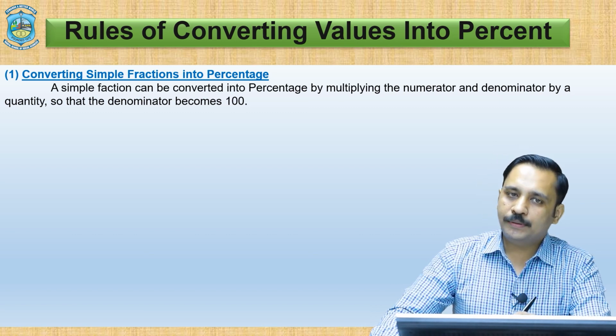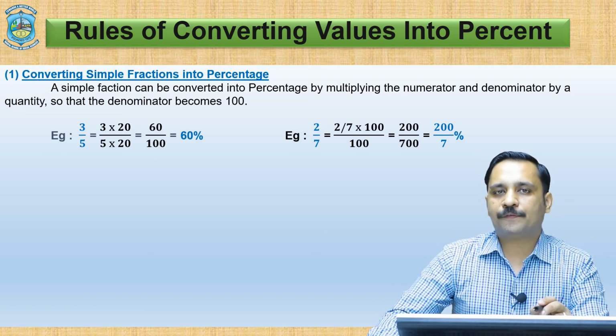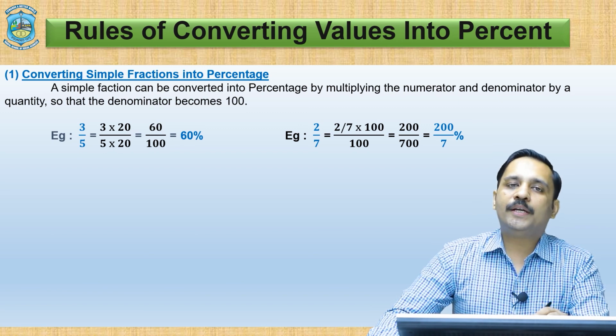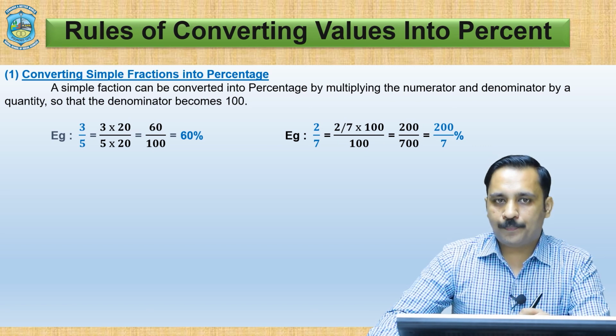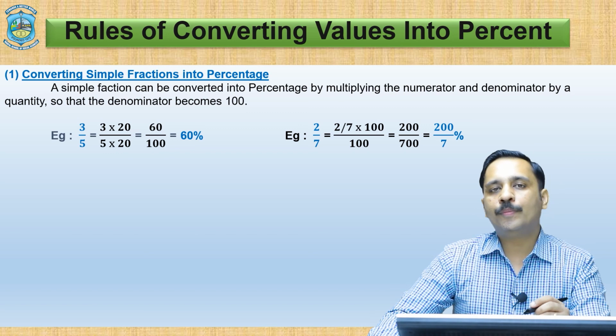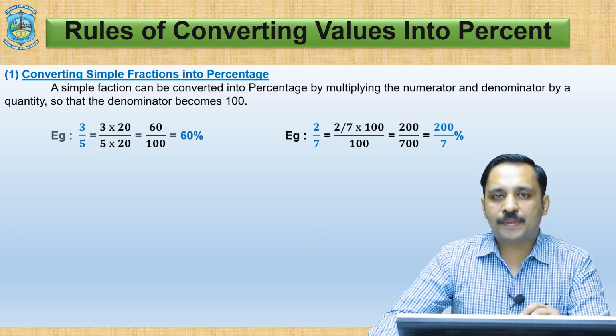Let us take an example. We have 3 upon 5. Here the denominator is 5. In order to make this denominator 100, we need to multiply numerator and denominator both by 20. So in this way, our denominator becomes 100 and the numerator becomes 60. We can say that it is 60%.